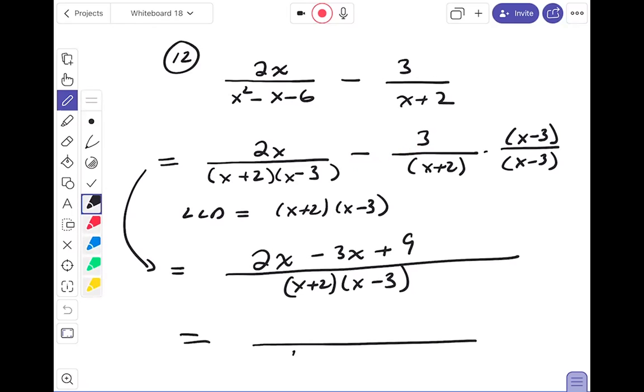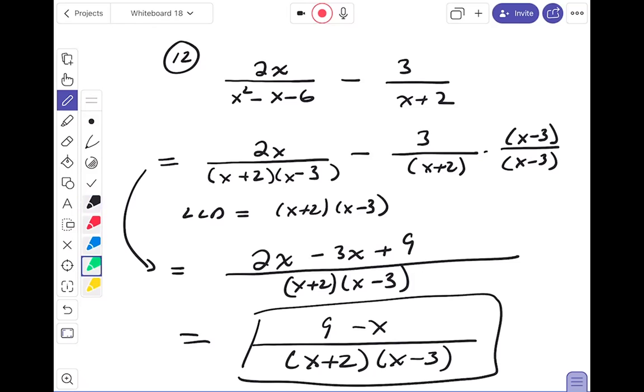Now let's keep going. And what do you get? Well, the bottom doesn't change. It's x plus 2, x minus 3. What do you get on top? 9 minus x. We'll put a box in that. Look at the answer key. And again, I want to make sure I'm looking at the same answer. I'm seeing 9 minus x on top, and I am seeing x plus 2, x minus 3 on bottom.